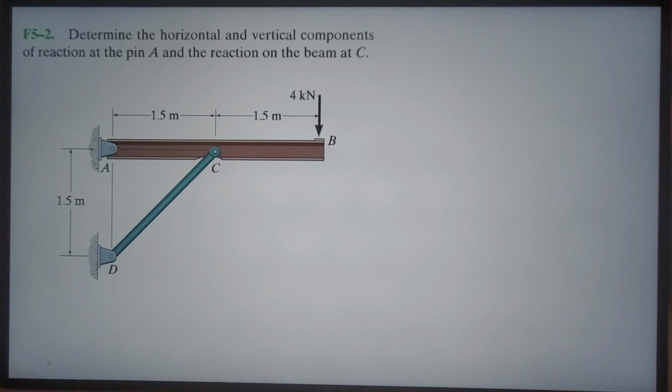All right, so the question asks to determine the horizontal and vertical components of reaction at the pin A and the reaction on the beam at point C over here. All right, let's look at this one.